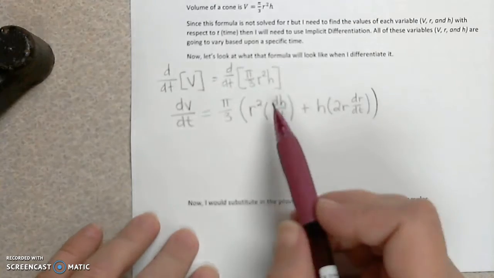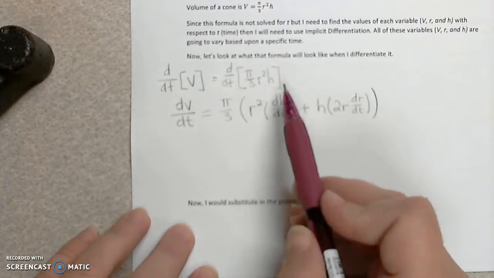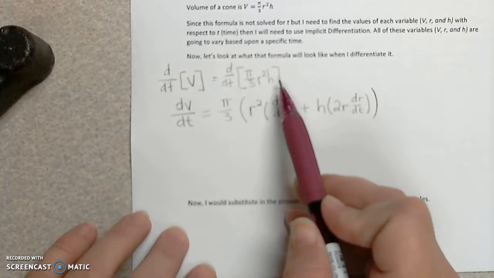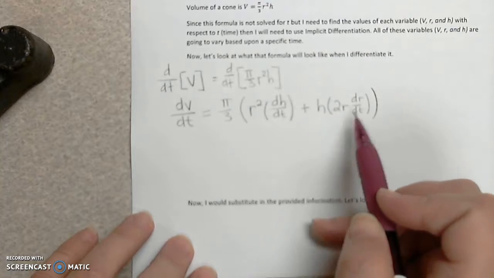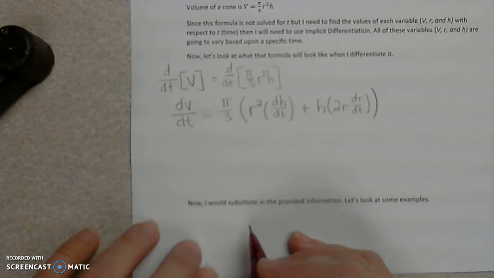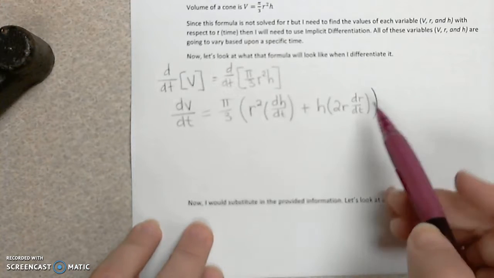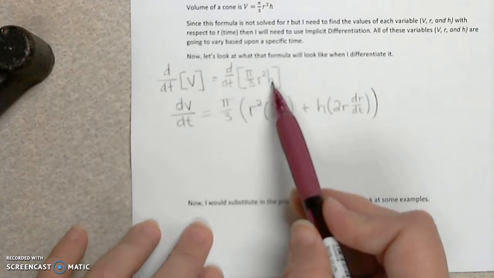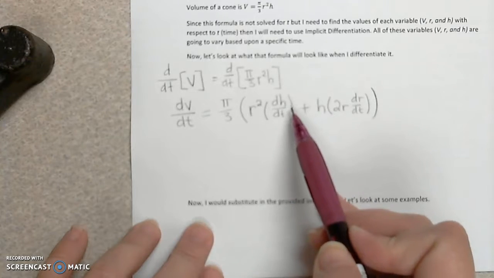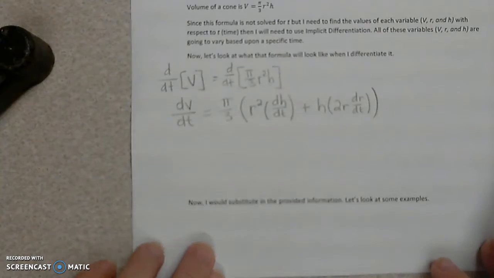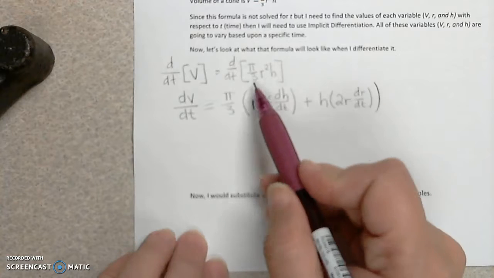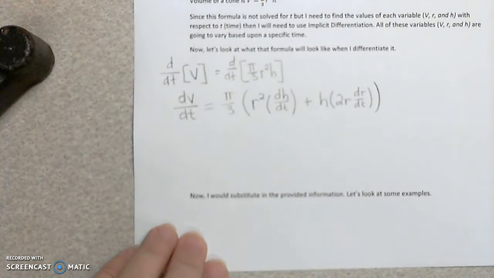Alright, so I just used the product rule here. I did first times the derivative of the second plus second times the derivative of the first. When I took the derivative of r with respect to t, I had to do dr over dt. And when I took the derivative of h with respect to t, I had to do dh over dt, because that bottom doesn't match the variable that I'm taking the derivative of.